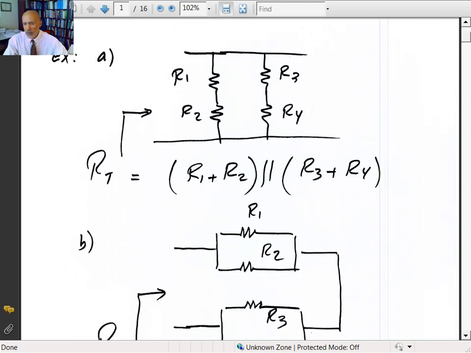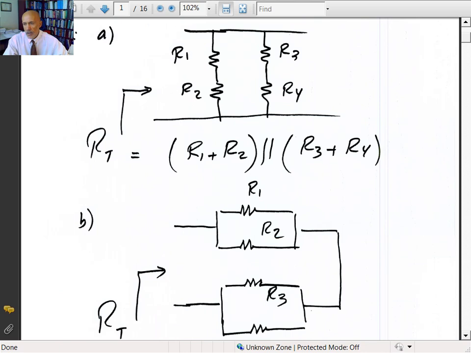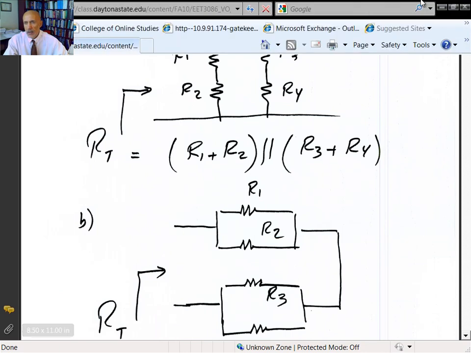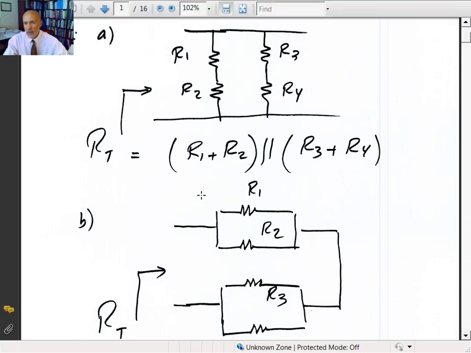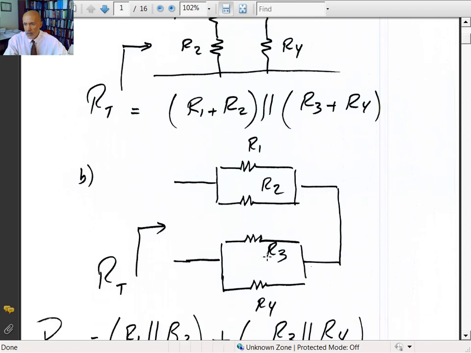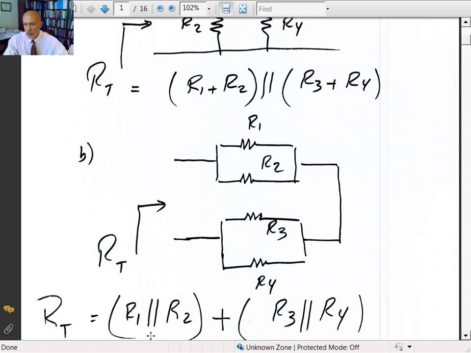If I look at a different circuit, now this is series parallel, circuit A. Circuit B is parallel series. So you've got R1 and R2 connected in parallel, R3 and R4 connected in parallel. Then R total would be equal to R1 in parallel with R2 plus R3 in parallel with R4.